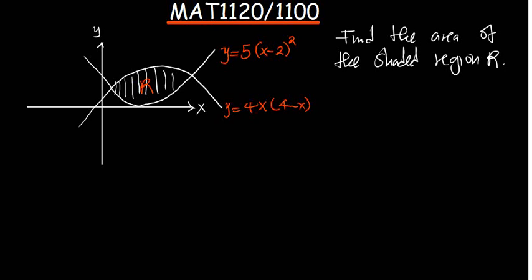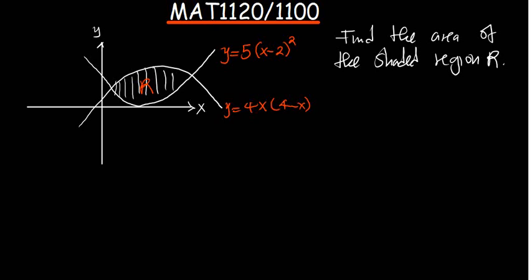We've been given here a diagram and we want to find the area which is bounded by the two lines y is equal to 5(x minus 2) squared, and y is equal to 4x(4 minus x). Whenever I want to find area, we've been given two lines. It's better that they even give us a sketch.